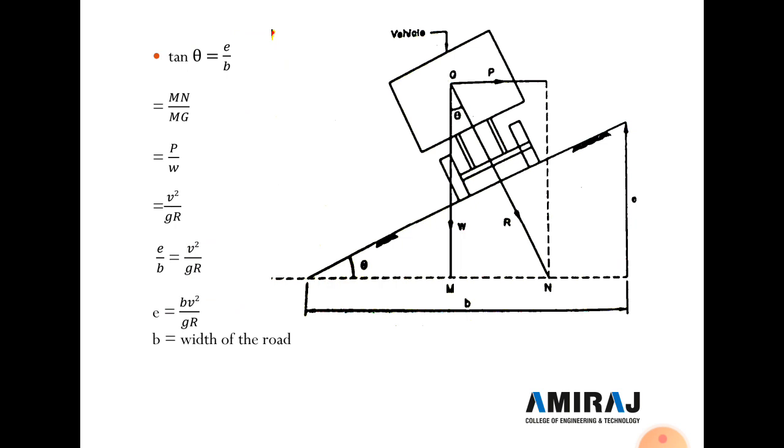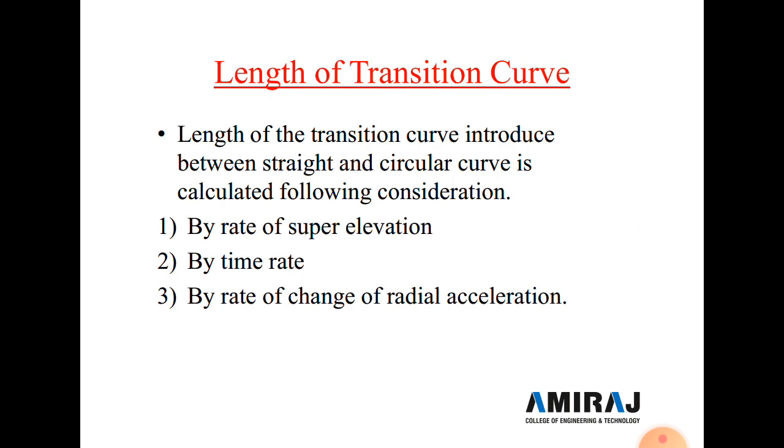Clear? Now E is the super elevation. Super elevation is equal to B V square divided by GR. What is B? B is the width of the road, V is the velocity of the vehicle, G is 9.81, and R is the radius of curvature of the road network. So this equation is used to find the super elevation for any road network turning.